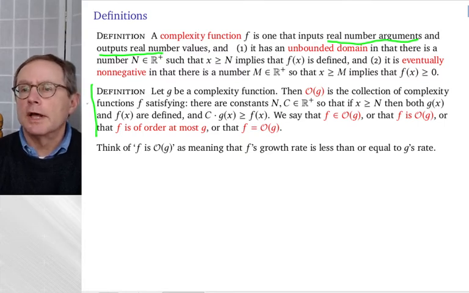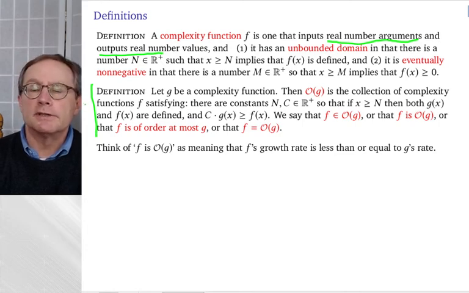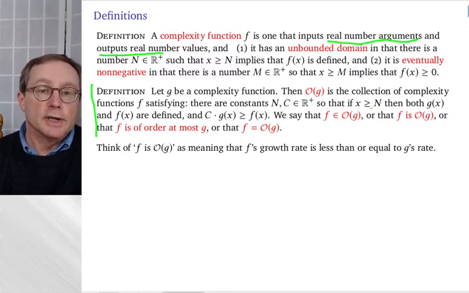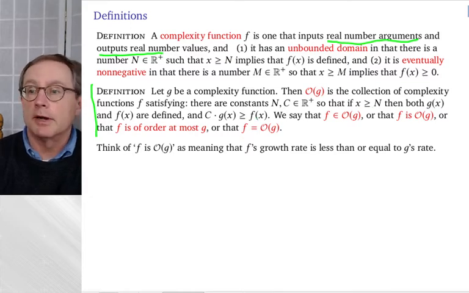Okay, so then we're ready for the definition. The definition says that big O is a collection of complexity functions satisfying that there are constants capital N and capital C, so that if x is greater than or equal to capital N, then both g of x and f of x are defined so that we could compare them. If one is not defined, then we can't compare them. And furthermore, the comparison is that capital C times g is greater than or equal to f. So big O is actually a set, a collection of functions.